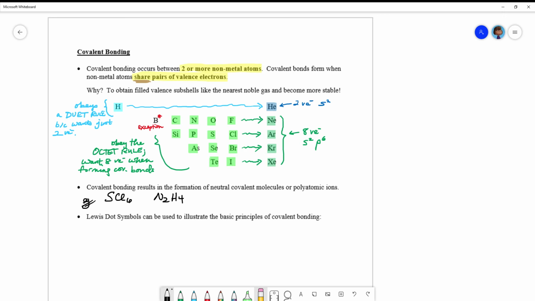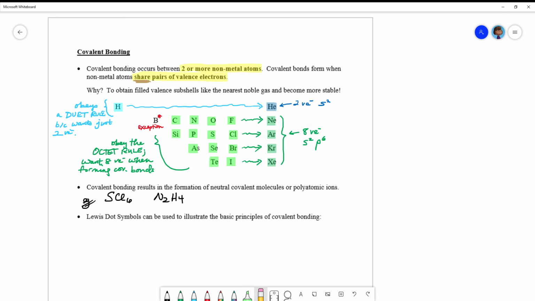These are examples of neutral covalent molecules. And if you notice, what are the elements that they're comprised of? Well, sulfur and chlorine are nonmetals. Nitrogen and hydrogen are nonmetals. They come together, they're sharing electrons, forming covalent bonds, and the result are these neutral molecules.